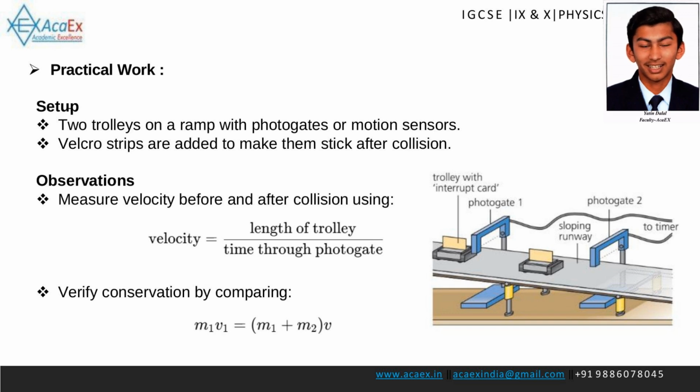Practical work. To study collisions, you can set up two trolleys on a ramp with photo gates. Velcro strips can be added to make them stick together after the collision. You can measure the velocity before and after the collision using the formula velocity equals the length of the trolley divided by the time it takes to pass through the photo gate. You can then verify the conservation of momentum by comparing the initial and final momentum. For a moving trolley hitting a stationary one, the formula is m1 times v1 equals the sum of m1 and m2, all multiplied by v.